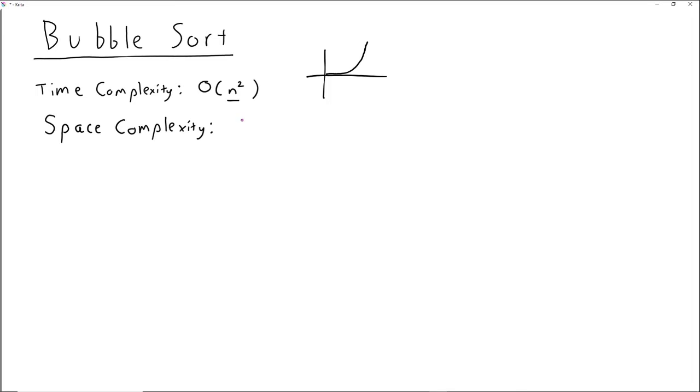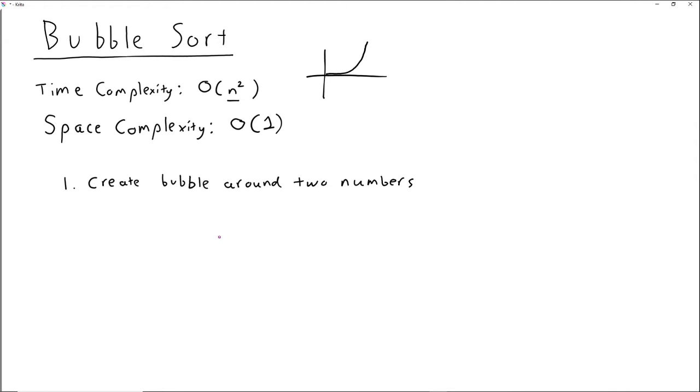The space complexity is big O of 1, or constant space, which means that it doesn't require any other data structures other than the initial list that you're given.